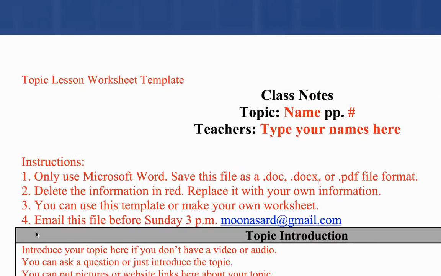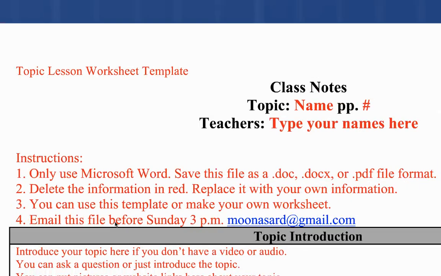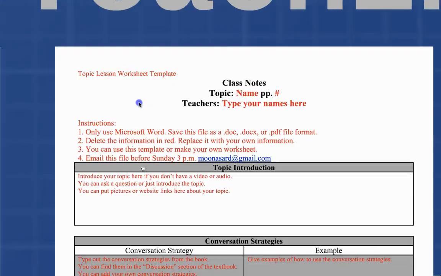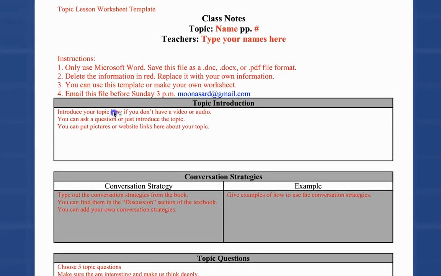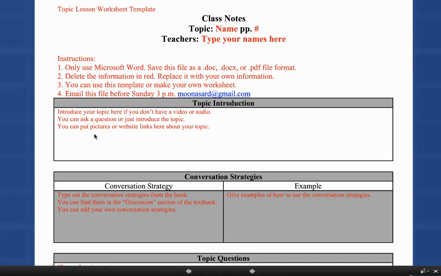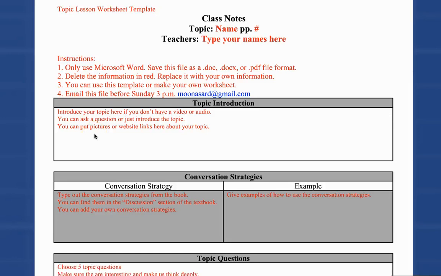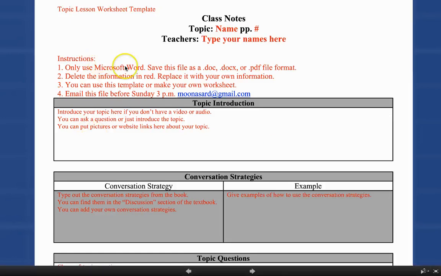This page right here is a template or a document that you can use to make your worksheet. You can make your own worksheet. You don't have to use mine, but if you want to, you can use this worksheet. It's under the files section in Canvas. You can just download it, delete all the red information, and put your own information in it.